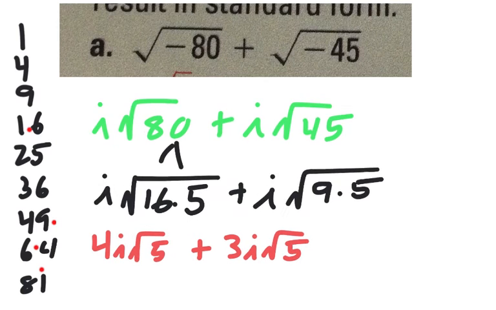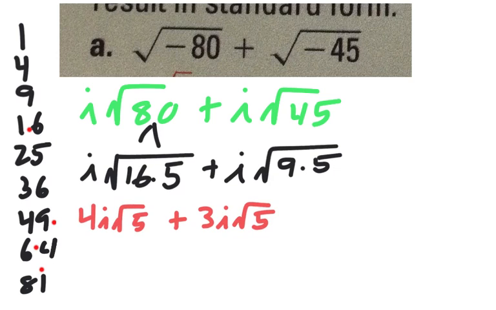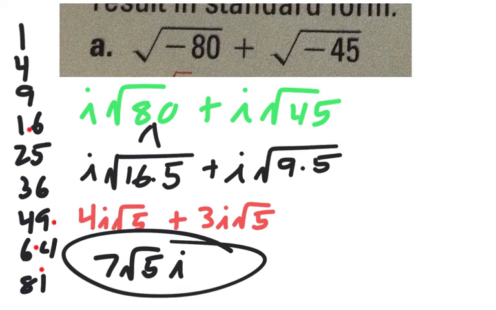And now I have like terms. They both have a radical 5 and an i. So I can combine them. So I have 4 of those i radical 5s plus 3 of those i radical 5s, which gives me 7. And then I'm going to put the i at the end so it looks like a complex number in standard form.